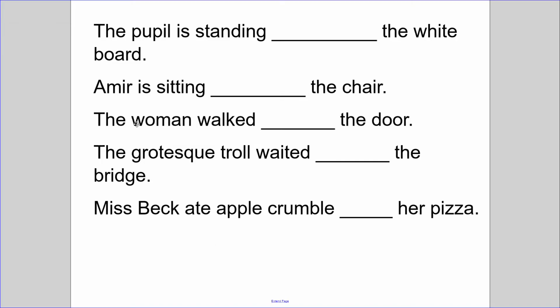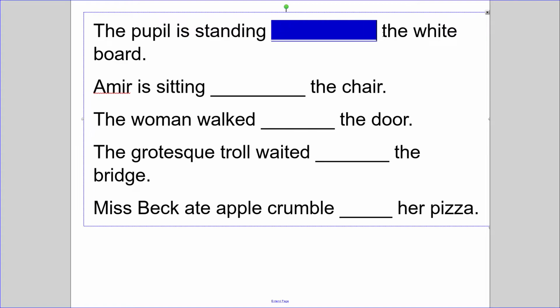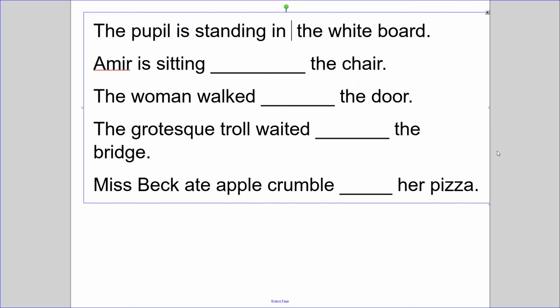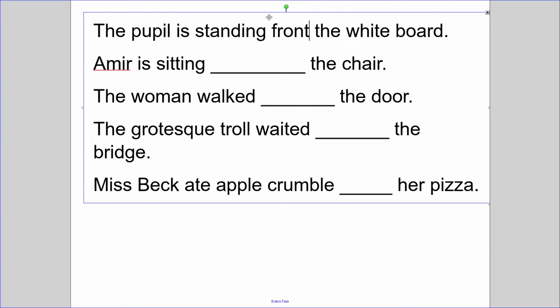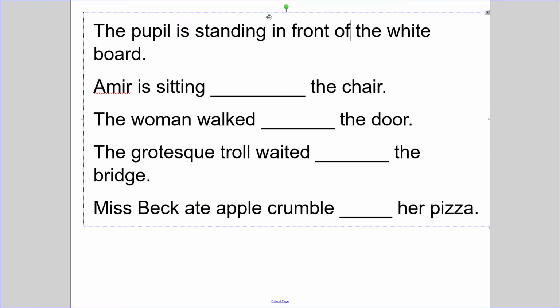So when you're choosing prepositional phrases and prepositions, it's not good enough to just put in any old preposition. It needs to work for your writing. It needs to create the right image in your reader's head. So I think I'm going to go for, on this occasion, the pupil is standing in front of the whiteboard. Notice how I used a whole phrase there so it would make sense in my sentence. I didn't just say the pupil is standing front the whiteboard. That wouldn't make any sense. In front of the whiteboard.